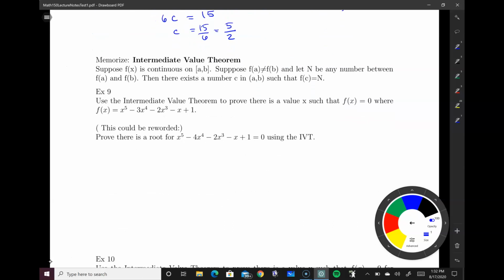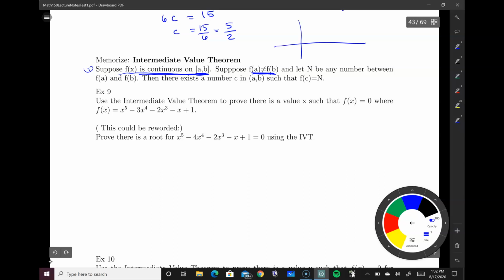All right, so the intermediate value theorem. What I'm going to do is show you that if I have a criteria set, then I get the conclusion. First off, the first criteria is that I have a function that's continuous on a closed interval, and that f of a and f of b are not equal to each other.